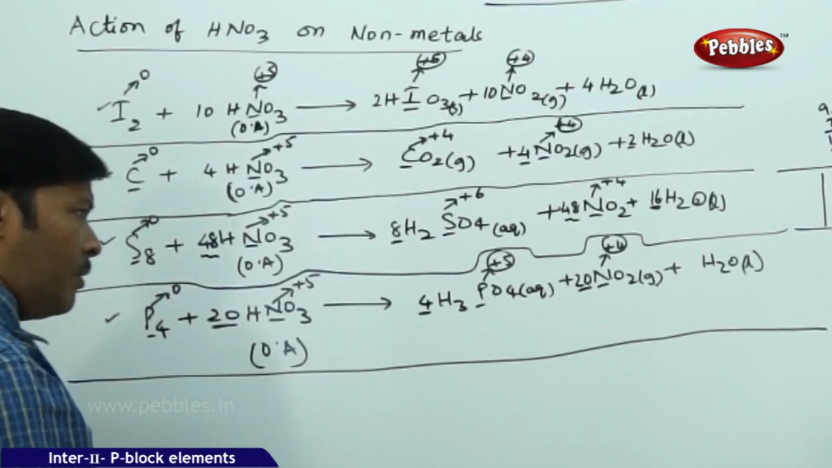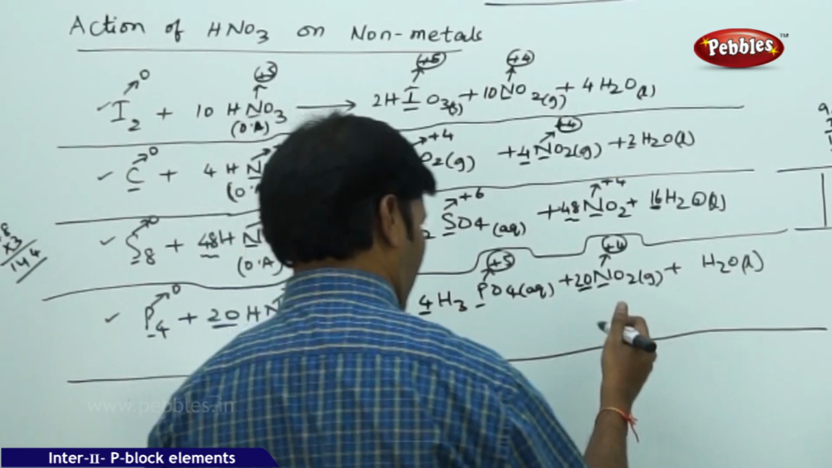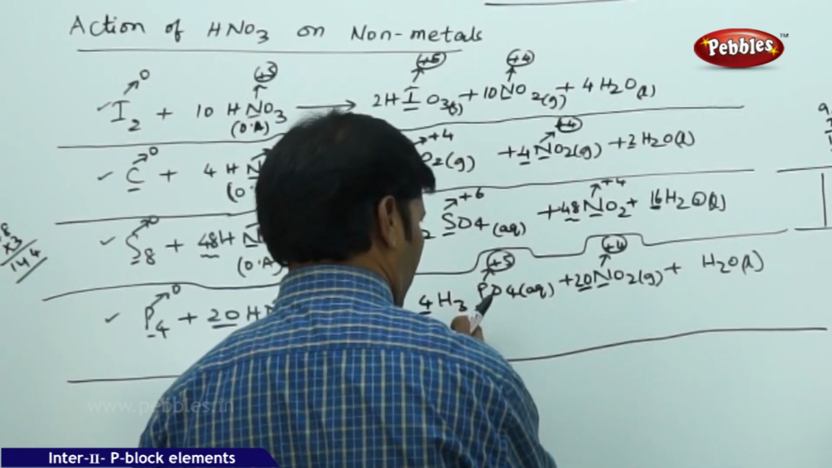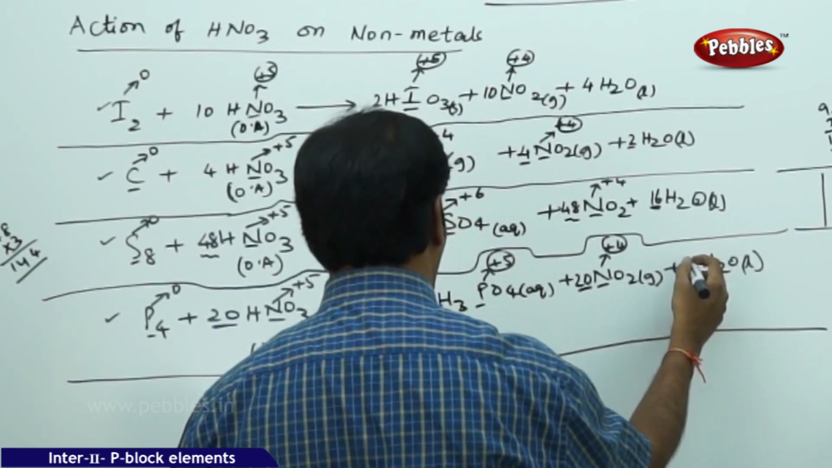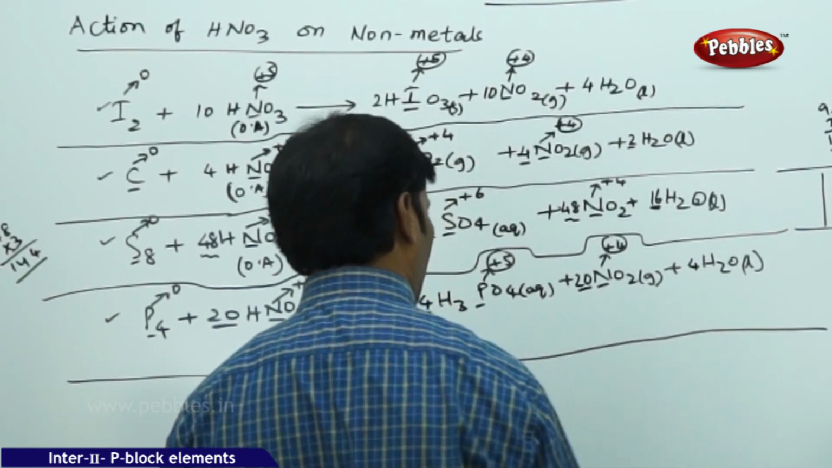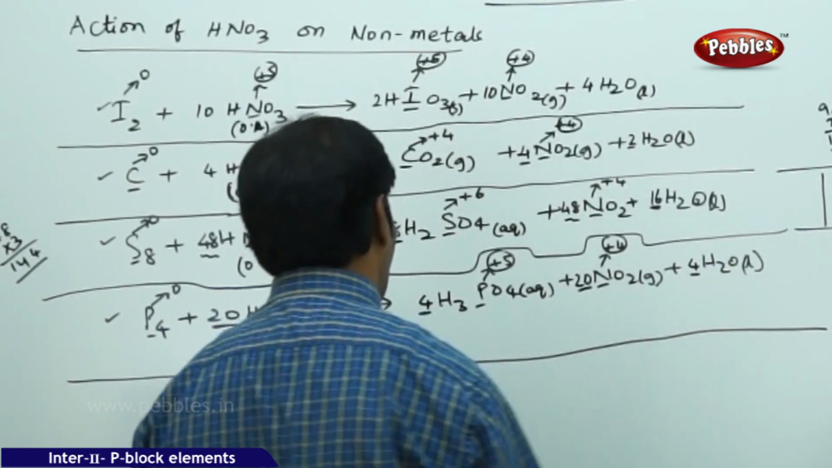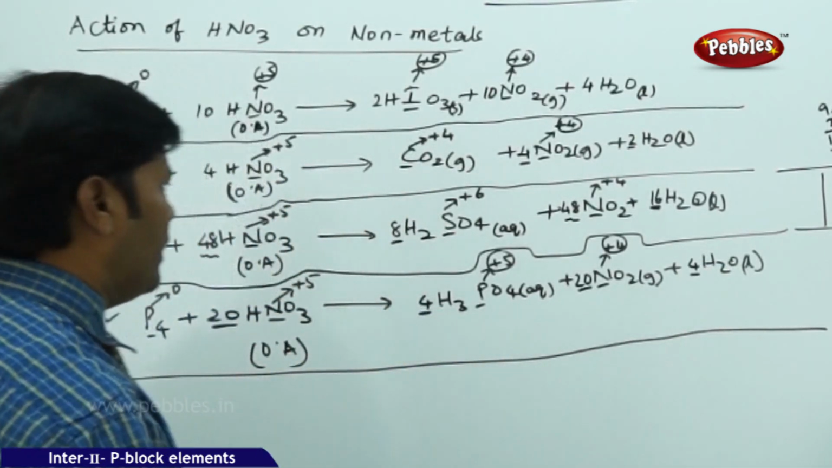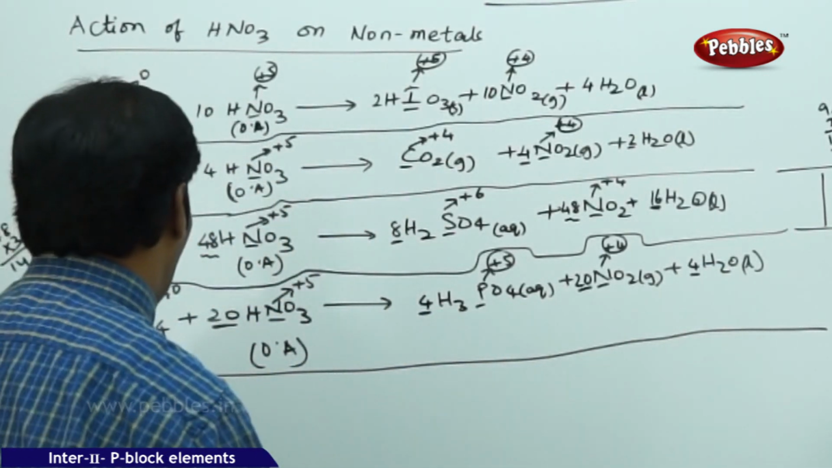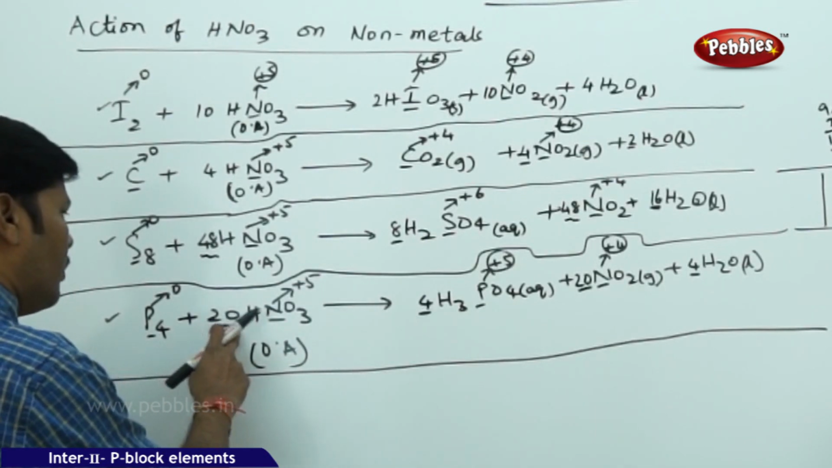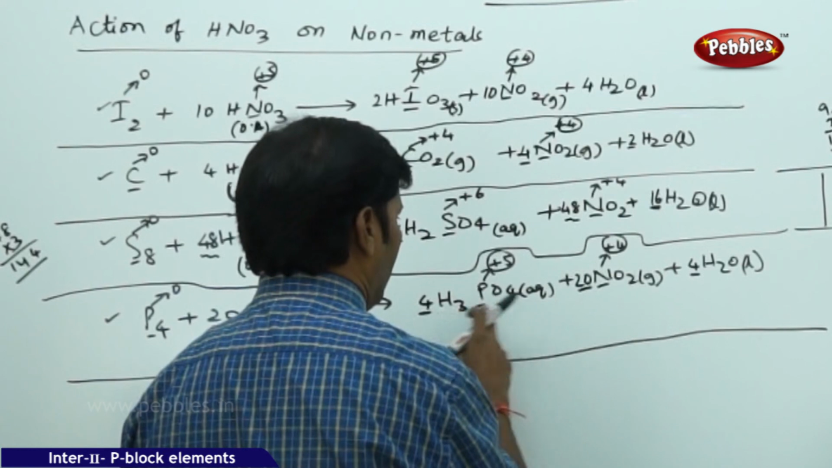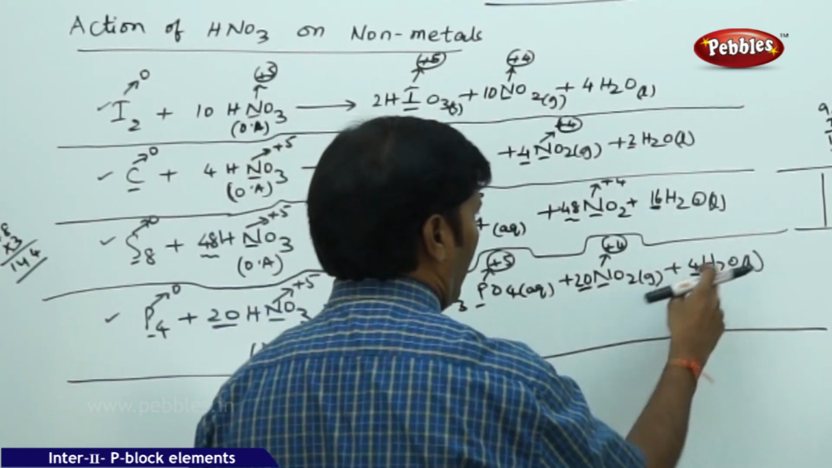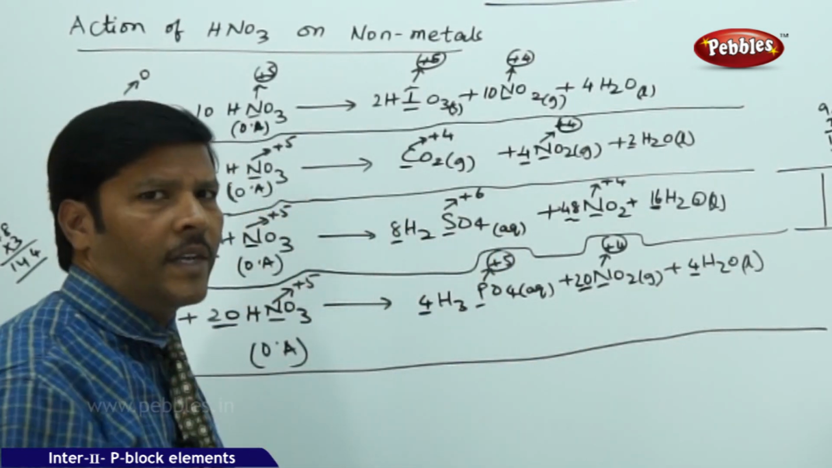Then you go for 20 hydrogens. Because already 4 times 3 is 12 hydrogens are there, I need to take another 8, so if I take 4 over here, the number of hydrogens is also balanced. And if you check the number of oxygens, 20 into 3 is 60. So 16 plus 40 is 56, and we have 4 times 4 is 16, 56 plus 4 oxygens, 60 oxygens. Yes, the reaction is balanced.